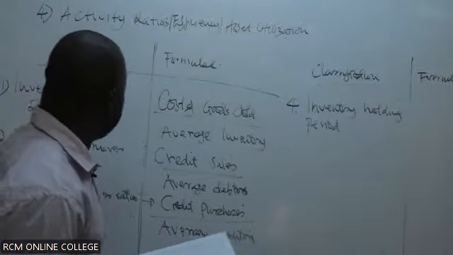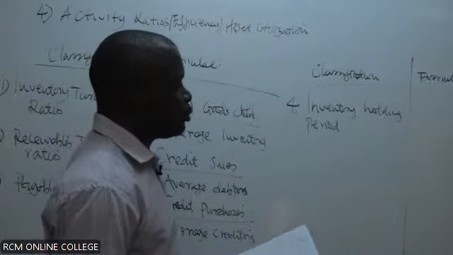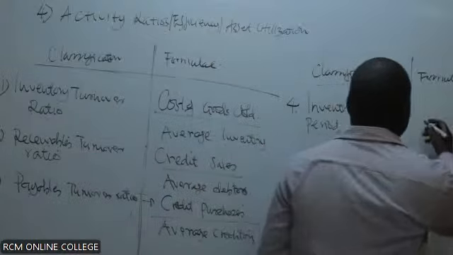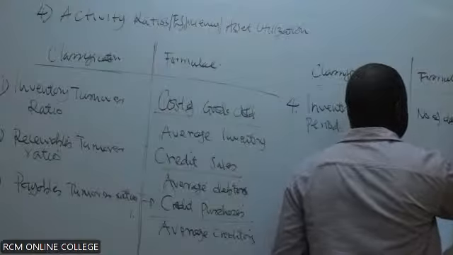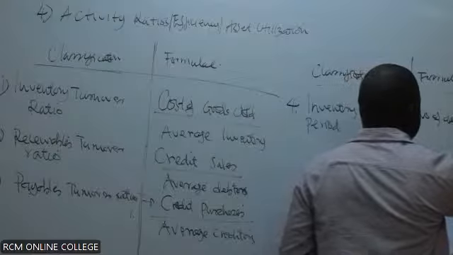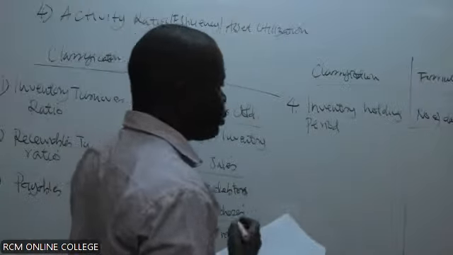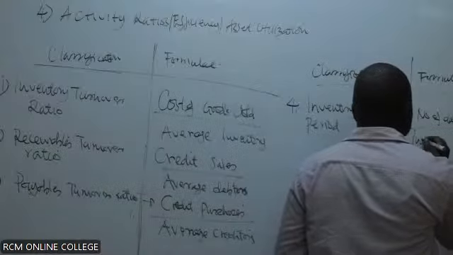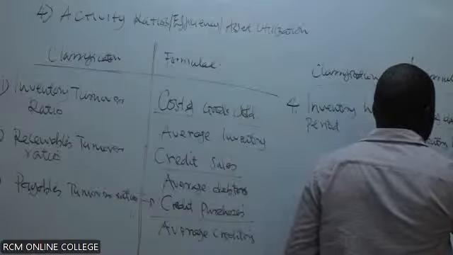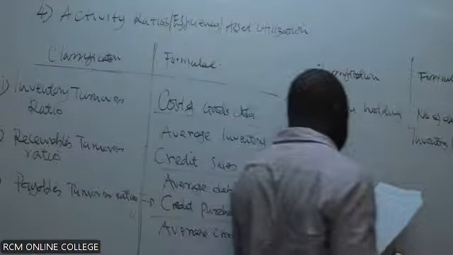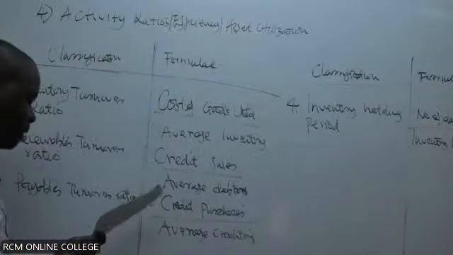So in this case, there are two formulas that you can use. You can either take the number of days in a year, then you divide by this ratio, the inventory turnover ratio, or the stock turnover ratio. So you divide by that ratio.